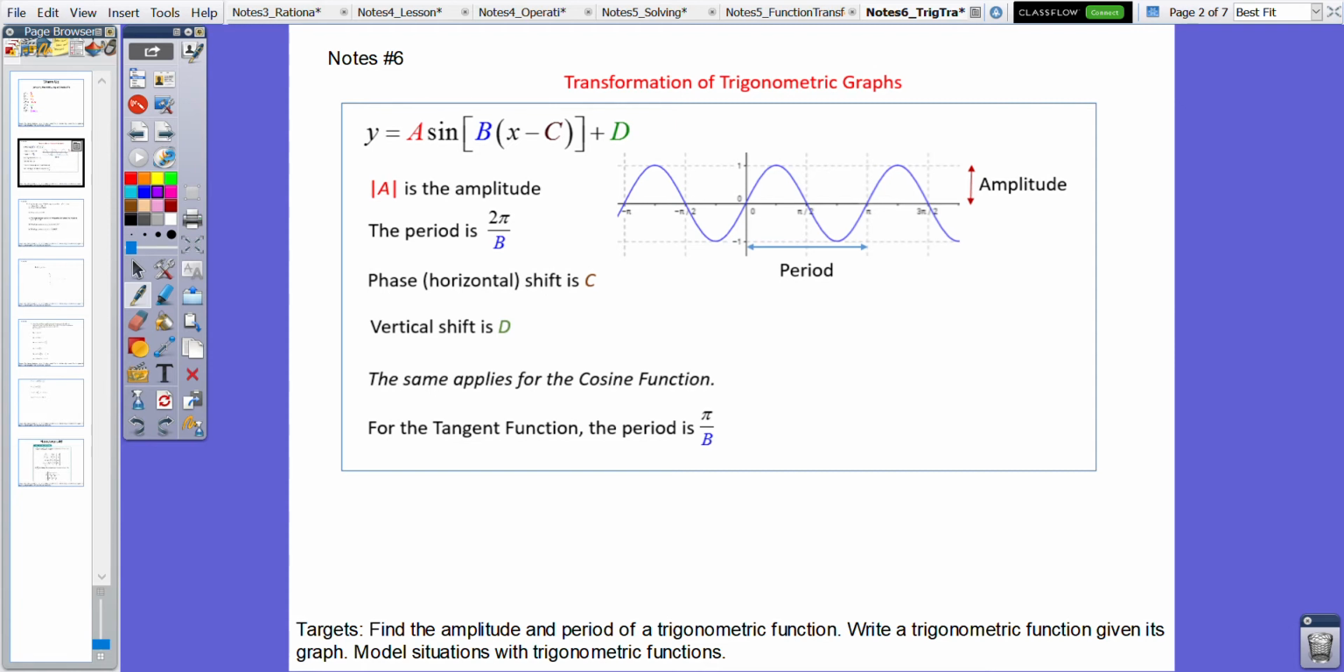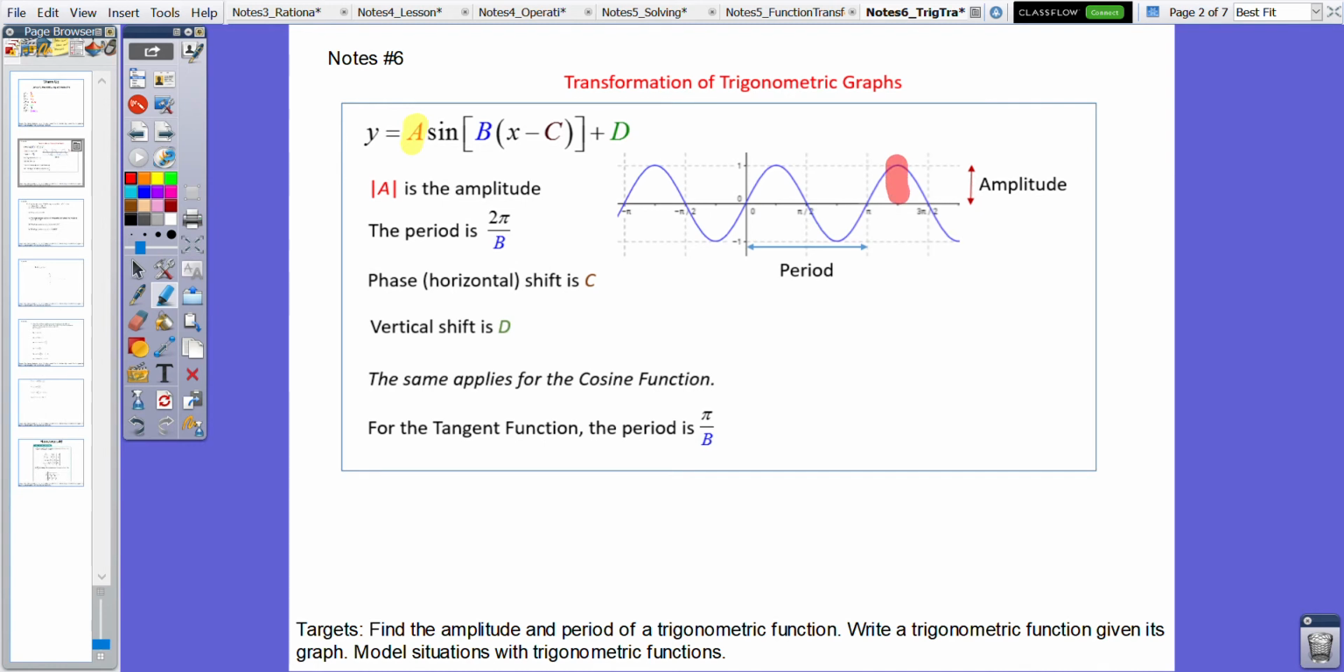First of all, this a value right here that I'm going to highlight for you is going to be what tells us what our amplitude is. And it says right here that the absolute value of a is our amplitude. So the amplitude is always going to be a positive number. We always want to keep that in mind. That's always going to be the distance, basically half of whatever the height is right here.